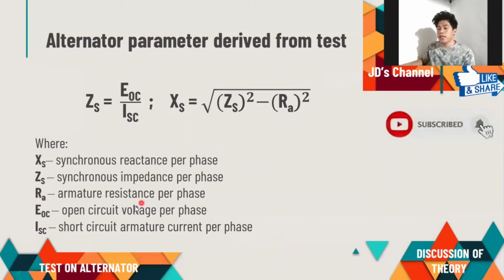And then these are what they mean. XS is the synchronous reactance per phase, ZS is the synchronous impedance per phase, RA is the armature resistance per phase, EOC is the open circuit voltage per phase, and this is the short circuit armature current per phase.